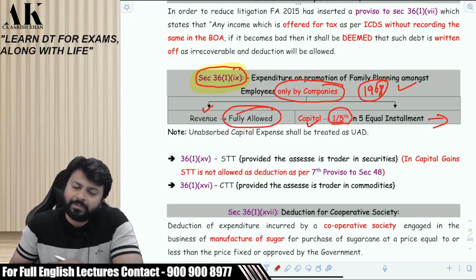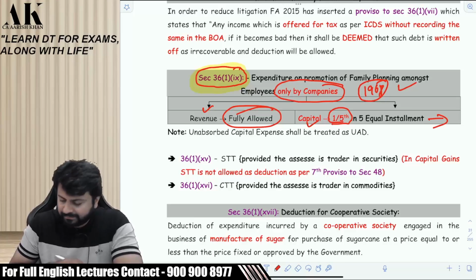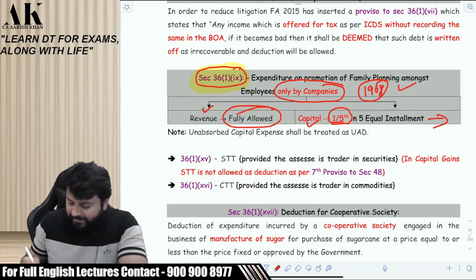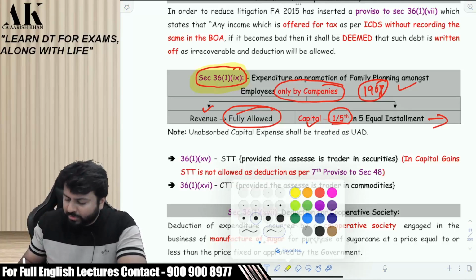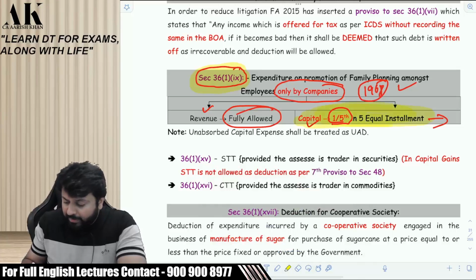Only in case of a company you allow revenue fully. If it is capital, then allow 1/5. In 5 years you will get the full amount, but in 5 equal installments. Now listen carefully, if there is a loss to the company because of this, what happens?